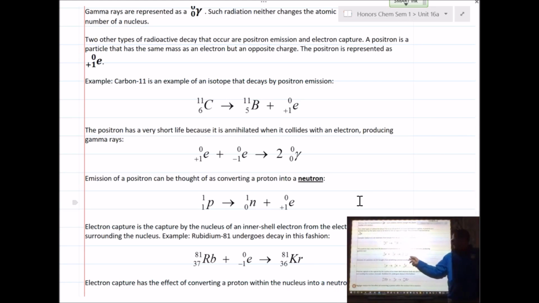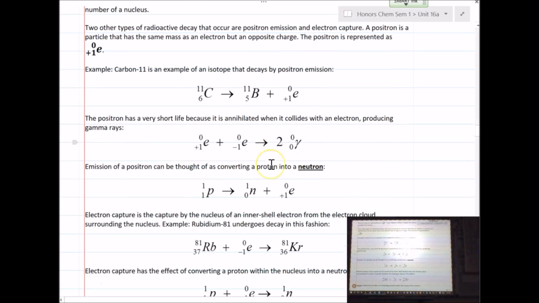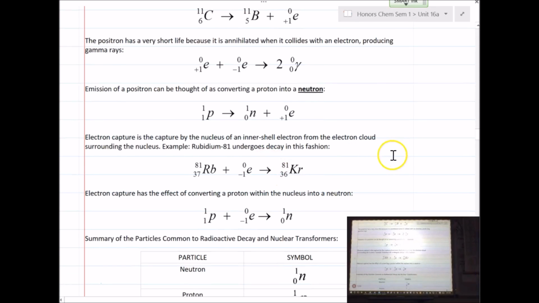Here, don't get too worked up over this. This is a positron colliding with an electron or a beta particle making gamma rays. We're not gonna worry about that. So don't worry about this reaction here. Yeah, we're not making the Hulk today.